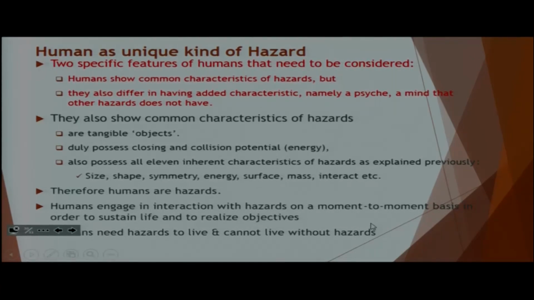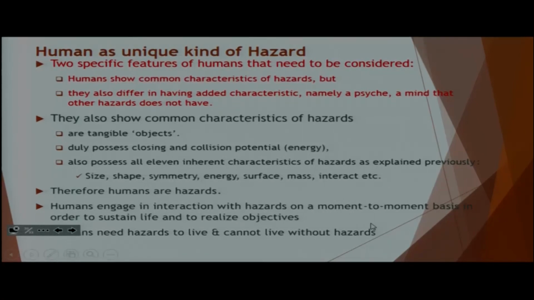We have matter, we have mass, we have energy, we can interact, we have symmetry. We possess almost all 11 characteristics of those hazards, which qualifies us as human beings as truly hazards, but with our own uniqueness. Humans show common characteristics of hazards, but they also differ in having added characteristics like the psyche and the mind that other hazards do not have.